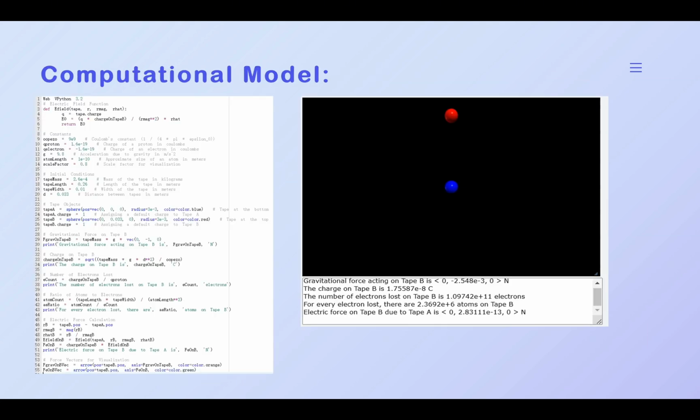Then I used the computational model to simulate the experiment. My GlowScript code is as follows, and let's see the result. It's the same as my calculation.